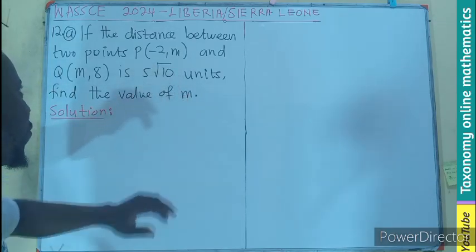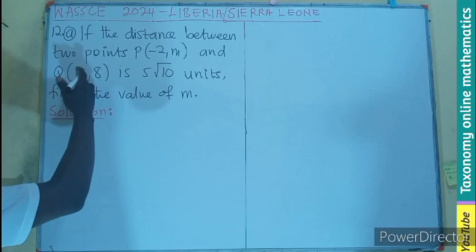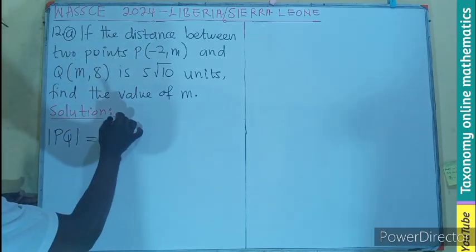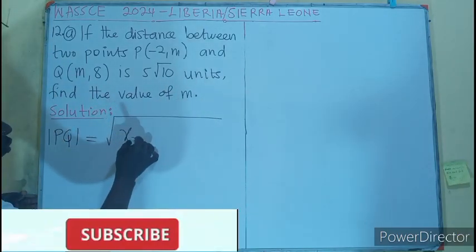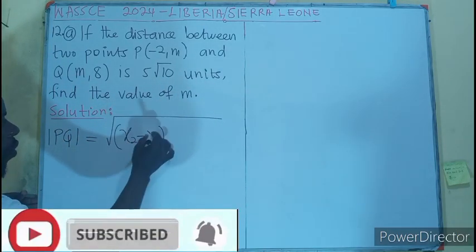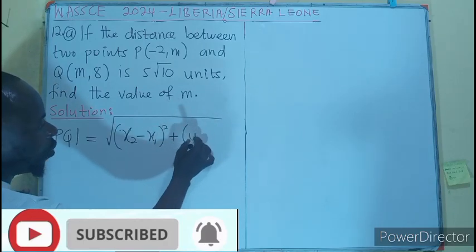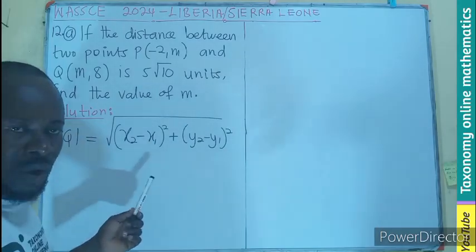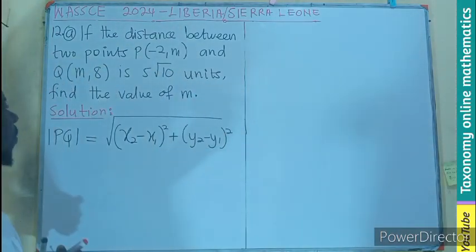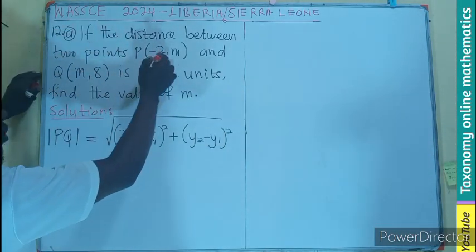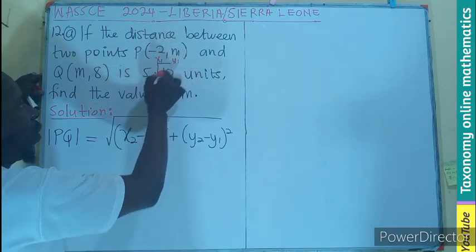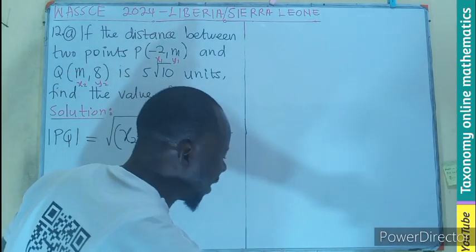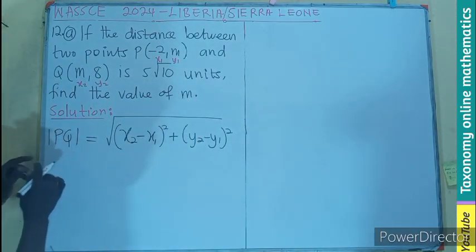M. So if you are asked to find the magnitude or the length or the distance between PQ, remember it is in this form: the root of (x2 minus x1) all square plus (y2 minus y1) all square. This is what we are going to be dealing with. And if that is the case, this is the first point, P before Q. So this is our x1, y1. This is your x2, y2.